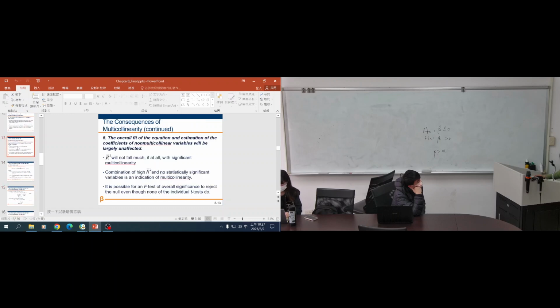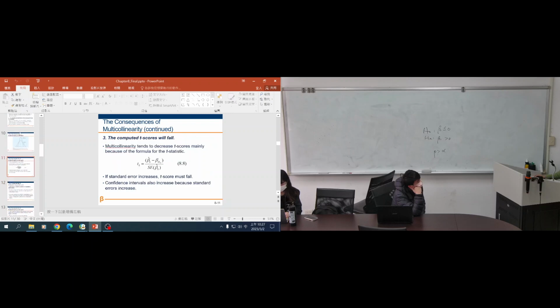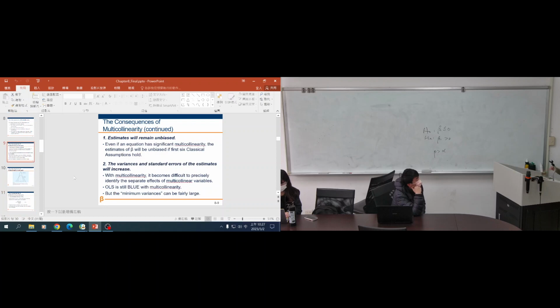Any consequence? Okay, let's see the consequences of multicollinearity. You can see this from the textbook too. The first one: estimates will remain unbiased. What do we mean by this? It means that whatever coefficient and whatever standard error we estimate is unbiased.